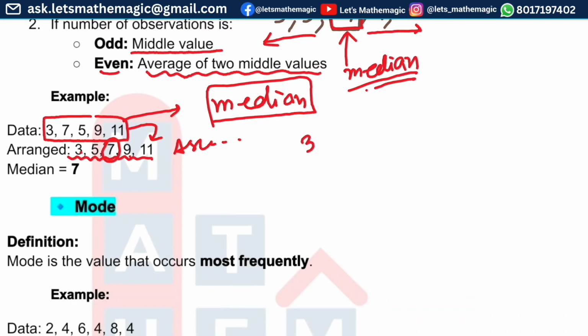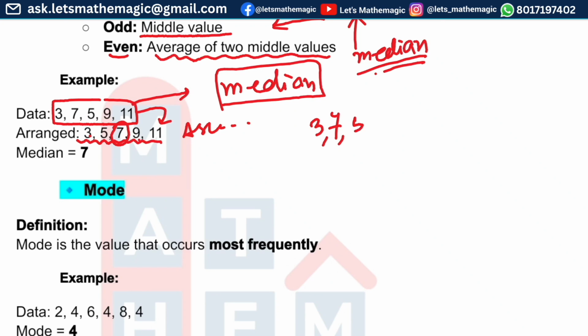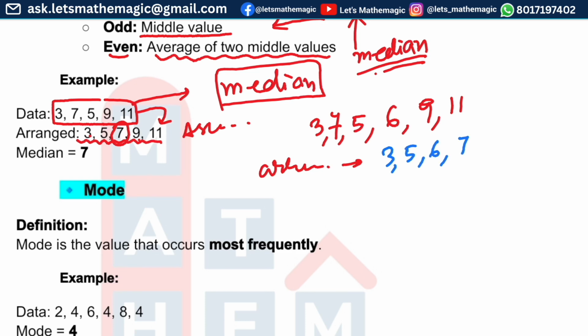Now suppose there is an even number of terms. If I add one more term to this, suppose I add 6 along with 3, 5, 7, 9 and 11. Now there are 6 values. So let us arrange them first, in ascending order: 3, 5, 6, 7, 9 and 11.